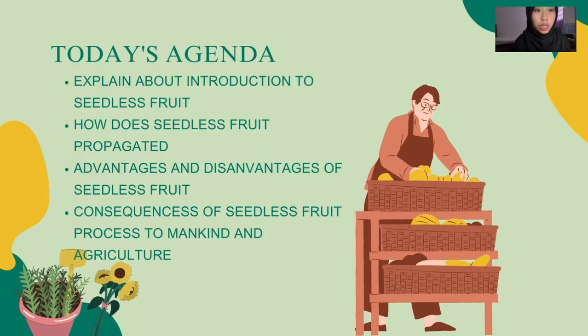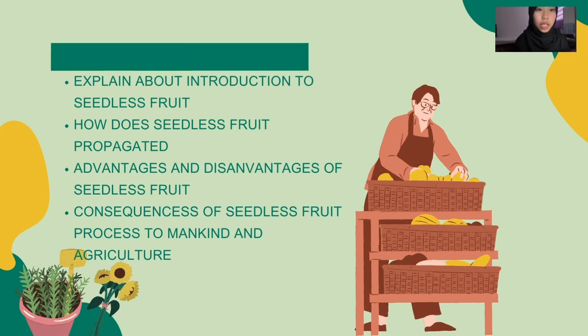Secondly is how seedless fruit is propagated. Third one is the advantages and disadvantages of seedless fruit, and the fourth or last one is the consequence of seedless fruit process to mankind and agriculture.